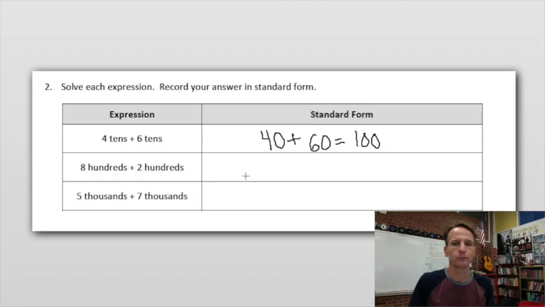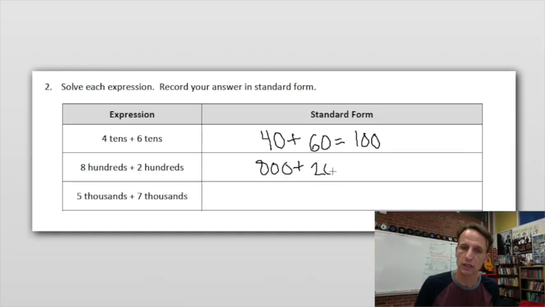There we go. Now look at the next one. We have 8 hundreds plus 2 hundreds. Well, 8 in the hundreds place, its value is, that's right, 800. And a 2 in the hundreds place, its value is, right again, 200.